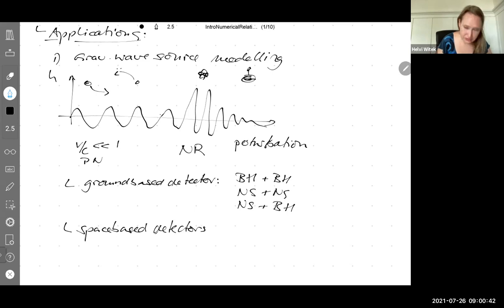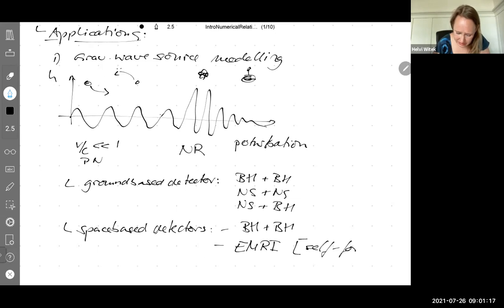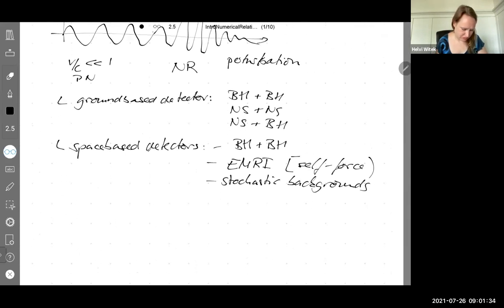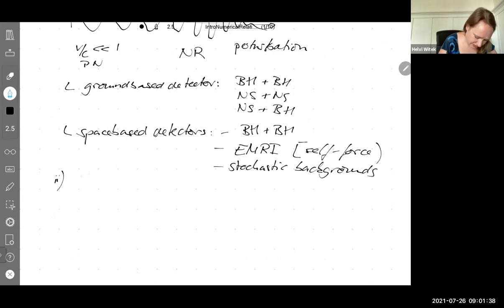we actually get a set of new sources, such as binary mergers of massive black holes. We will also have extreme mass ratio inspirals, or EMRIs, where a small object orbits a supermassive black hole for many, many orbits, and we actually have to use self-force calculations. We will have a presentation by Peter Diener on Thursday on his new code to do this. We expect to either measure or constrain stochastic backgrounds, for example from cosmological sources, et cetera.